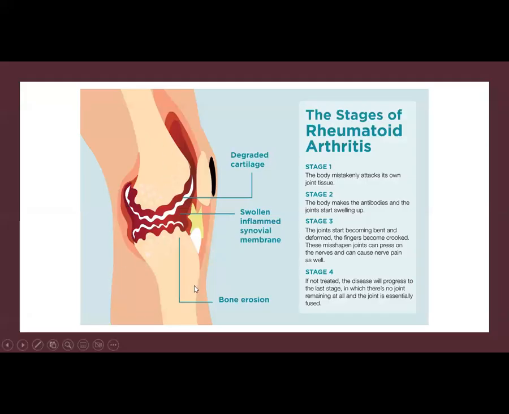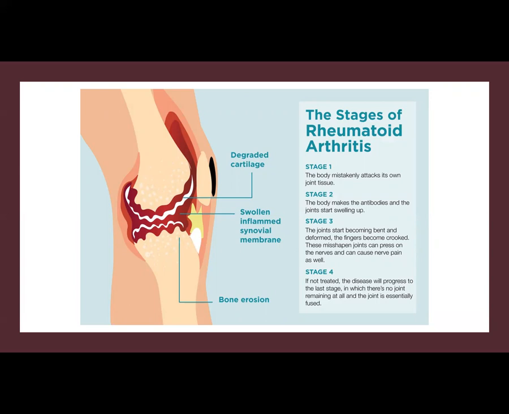And on here, you can see these stages of rheumatoid arthritis. So stage 1, the body mistakenly attacks its own joint tissue. Stage 2, the body makes antibodies and the joints start to swell up. Stage 3, the joints start becoming bent and deformed and fingers become crooked. These misshapen joints can press on the nerves and can cause nerve pain as well.